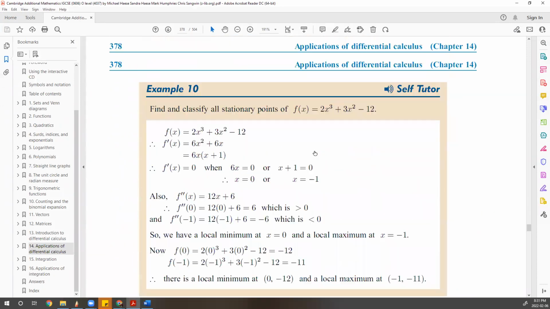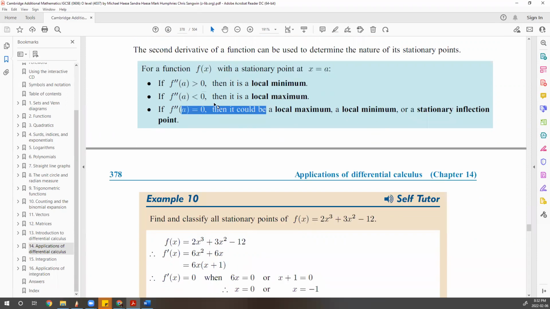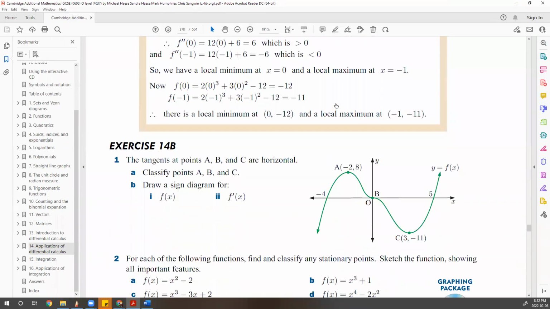Okay, there you go. If the second derivative is more than 0, it means positive, it is a local minimum, right? If the second derivative is less than 0, it means negative, so local maximum. If 0, it is an inflection point. Okay, it could be local maximum, local minimum, or stationary inflection. But I think it is inflection. Always, if it is 0, it is an inflection point. I think that's for the explanation.